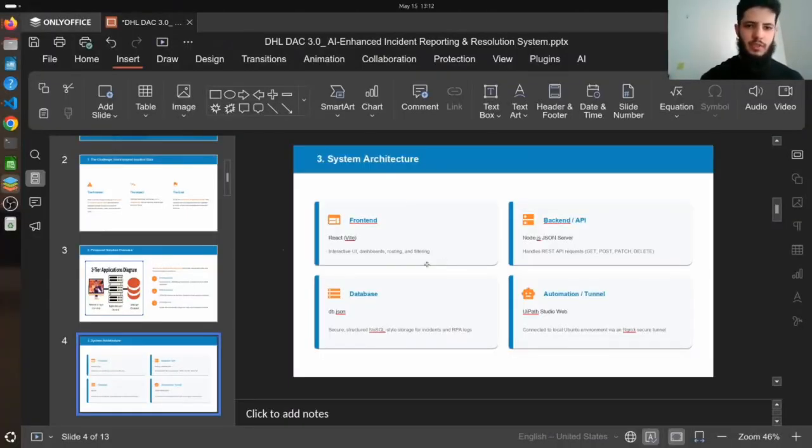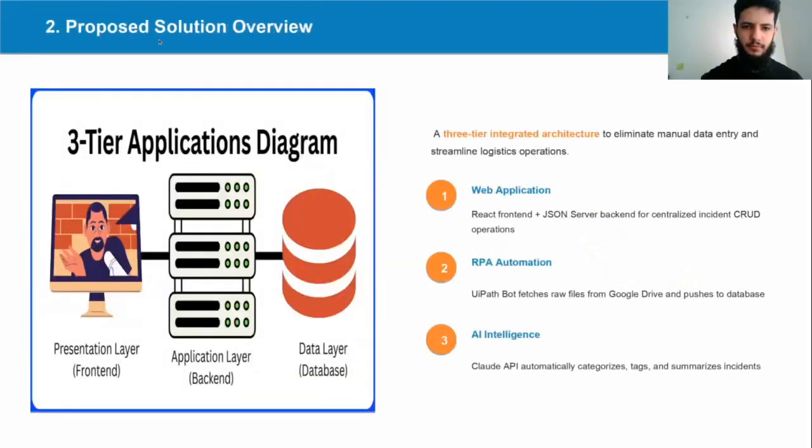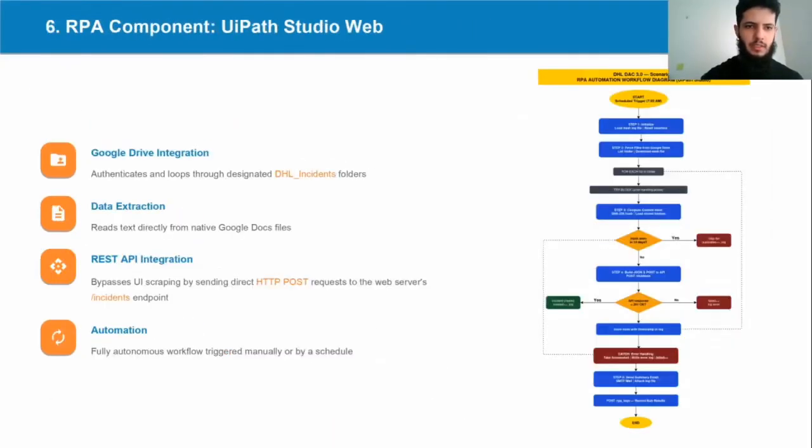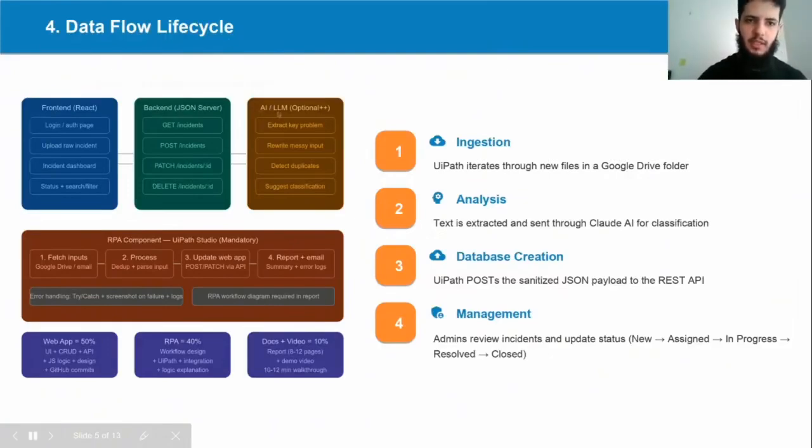Going back to the slides. I have the workflow, the data flow life cycle, from the front end communicating with the back end, then to my AI LLM, which is Claude, used through the API. I'm going to show it right now, inshallah. Fetch the input from Google Drive, then parse the input, then use the post method. I'm going to show everything now, and then a summary report with the AI. And then I added error handling with the RPA workflow.